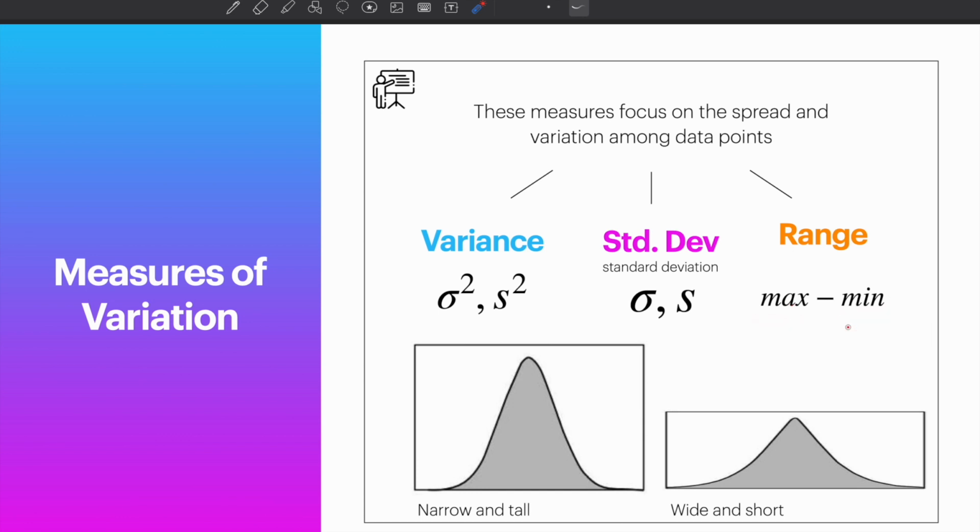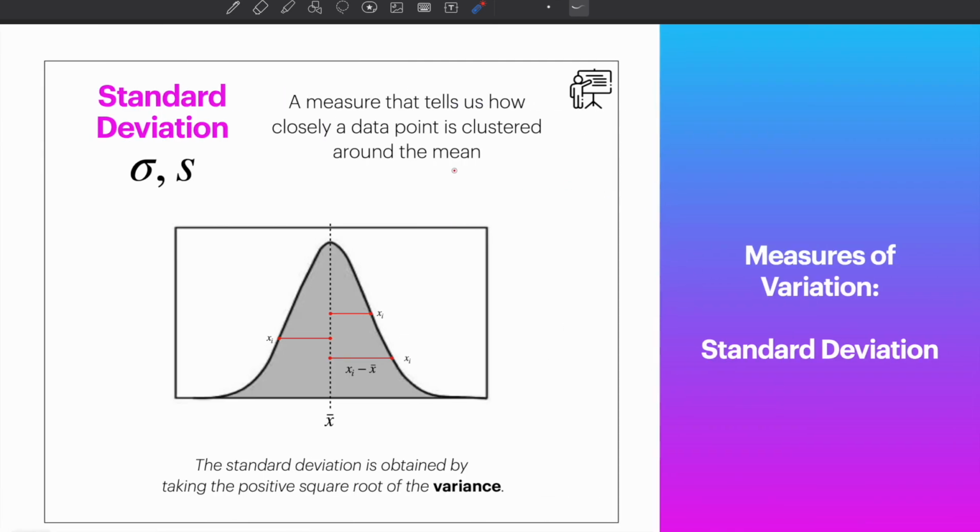Alright, so first things first, let us discuss the standard deviation. So this is a measure that tells us how closely a data point is clustered around the mean. So we have a mean here at the center, and then the standard deviation gives us an approximation of how close the x values that are centered around the mean are.